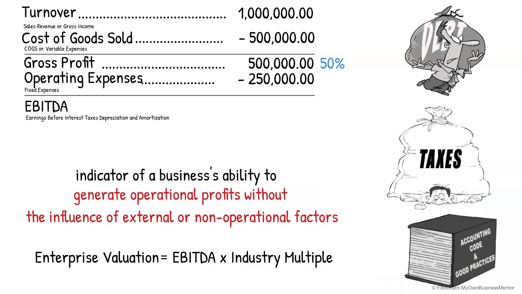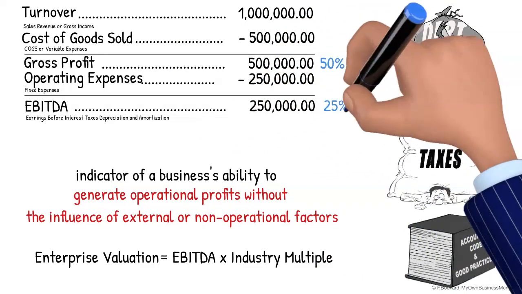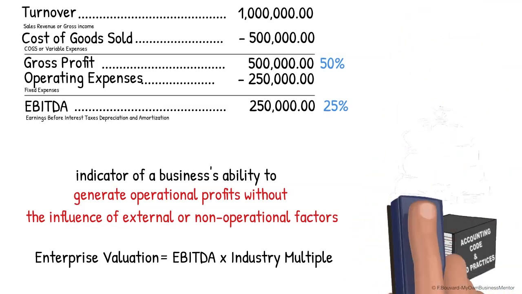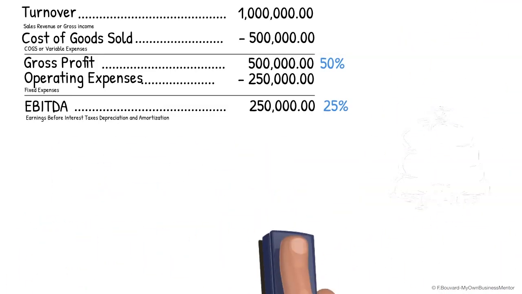In our current example, the EBITDA stands at $250,000, constituting 25% of the turnover. Again, always keep in mind the importance of EBITDA in business analysis.